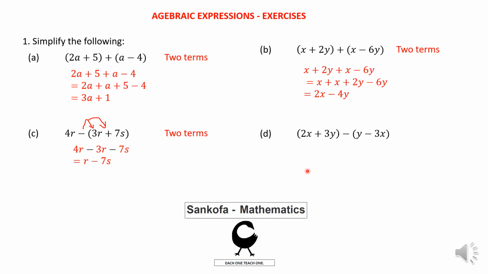The next one, something similar. You have a minus here, so it's changing everything inside the bracket. If I remove the brackets, I have minus y, and then a negative and a negative gives you a positive. Then 2x plus 3x gives me 5x, and 3y minus y just gives me 2y.